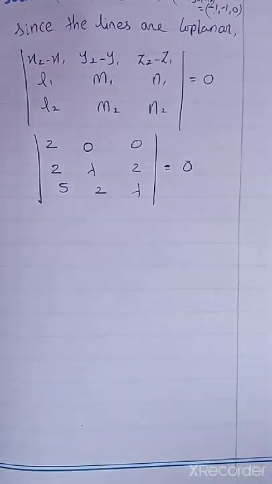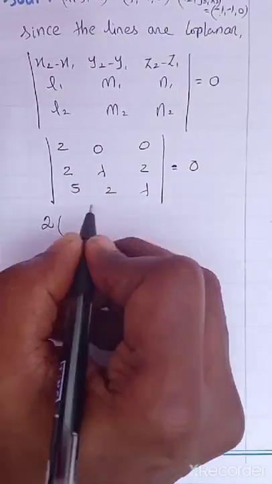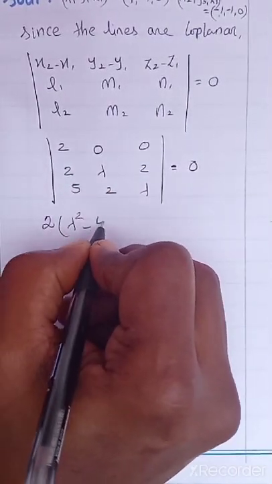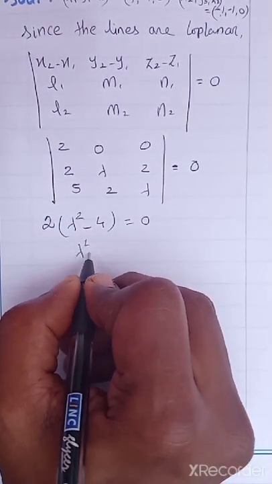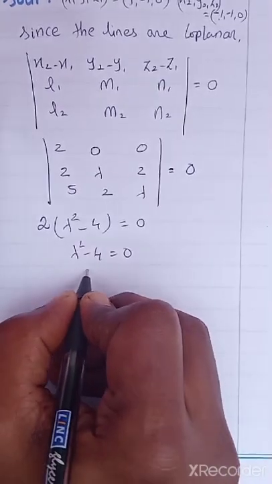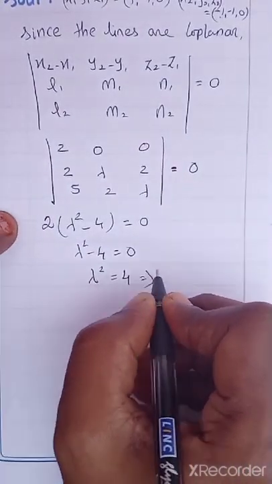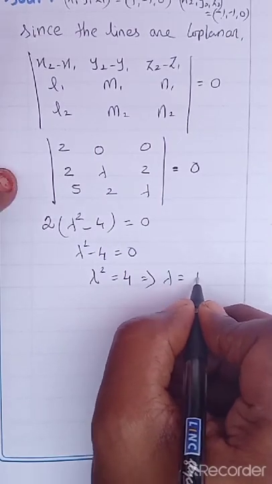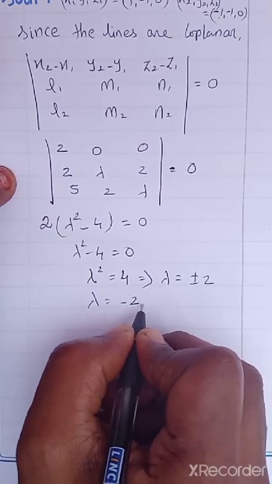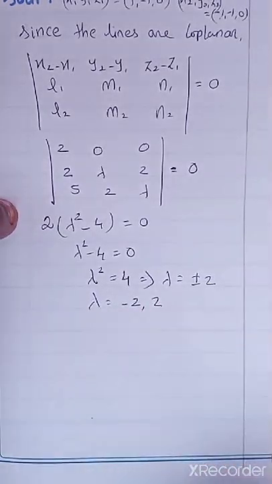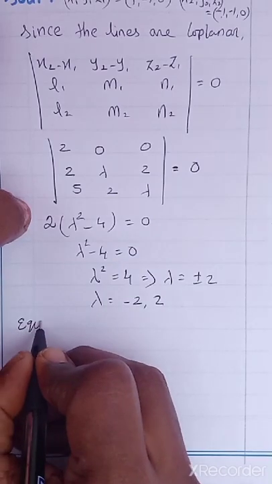So we have to find the determinant of this one. If we take it, 2 lambda square minus 4 equal to 0. So lambda square minus 4 equal to 0. Lambda square equal to 4 implies lambda equal to plus or minus 2. So what is your lambda value? Minus 2, plus 2. So we found out lambda. Next, what we have to find out is the equation of the plane.